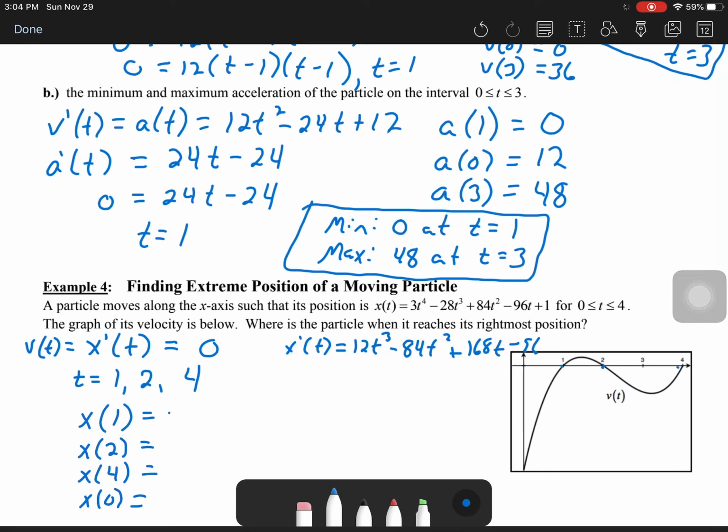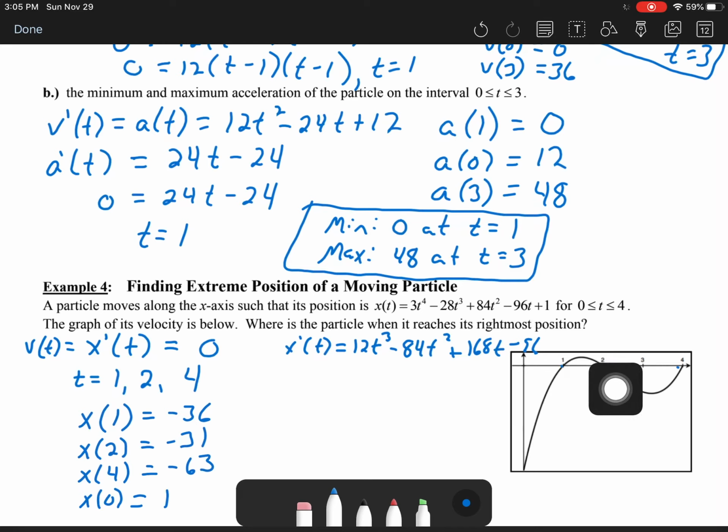So x of 1, when I plug that one in, I got negative 36. X of 2, when I plug that in, I got negative 31. X of 4, when I plug that one in, I got negative 63. And then x of 0, when I plug that one in, I actually got a positive 1. Now, if you think about that, it kind of makes sense, because when it started, it hadn't been moving anywhere yet, and then it's moving to the left because it has negative velocity until it gets to the first second. And when we tested it, its position there was at negative 36.